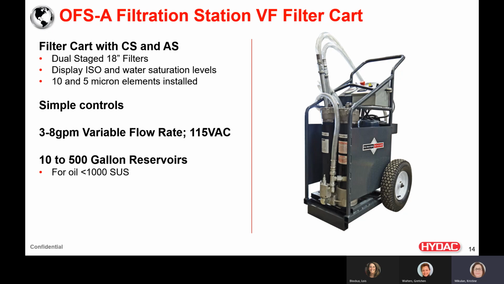It has very simple controls, just an on and off. The particle counter can be programmed to your target ISO code, so when you're running in auto mode, the unit will shut down when that target ISO code level is met. This is a variable flow unit of 3 to 8 gallons a minute with a 115 volt 60 hertz single phase power supply. It's ideally recommended for small reservoirs, 10 to 500 gallons, just due to the flow rate of the unit. And it is for hydraulic mineral oils less than 1,000 SUS.